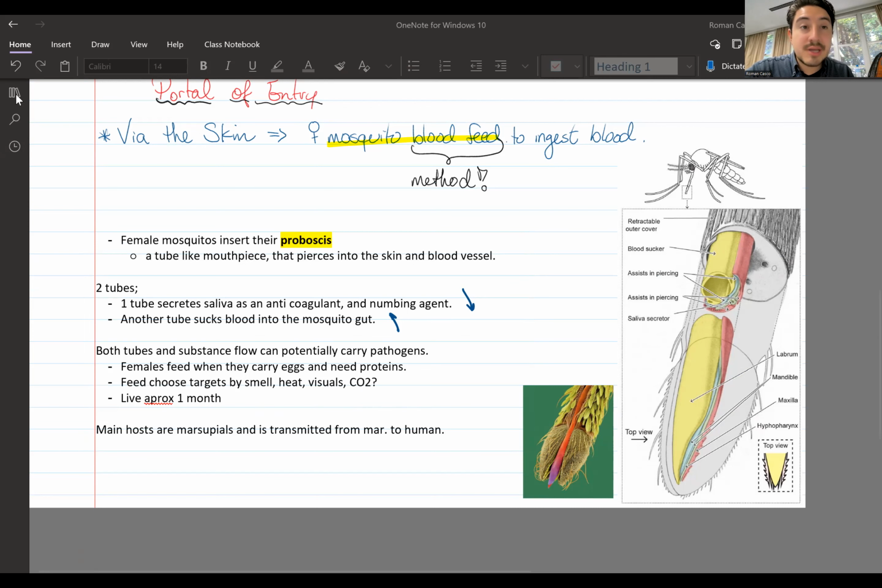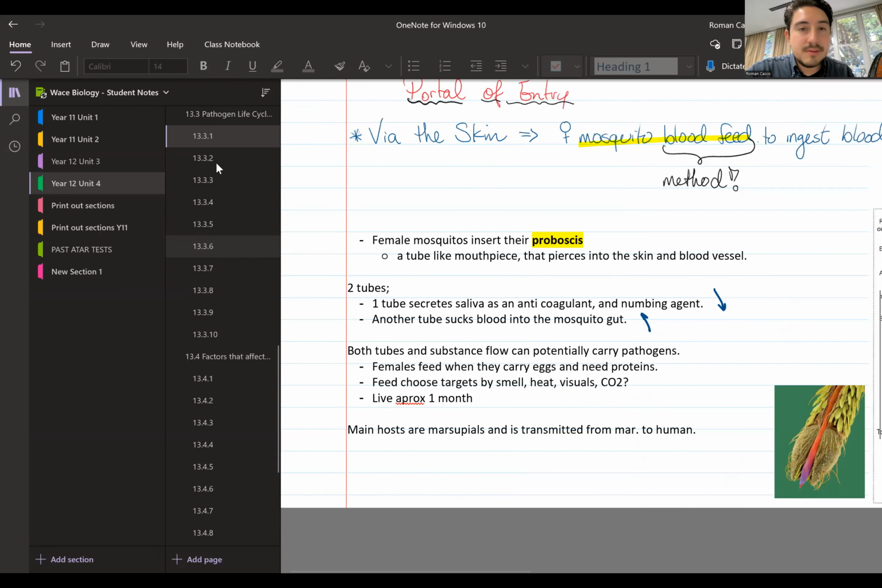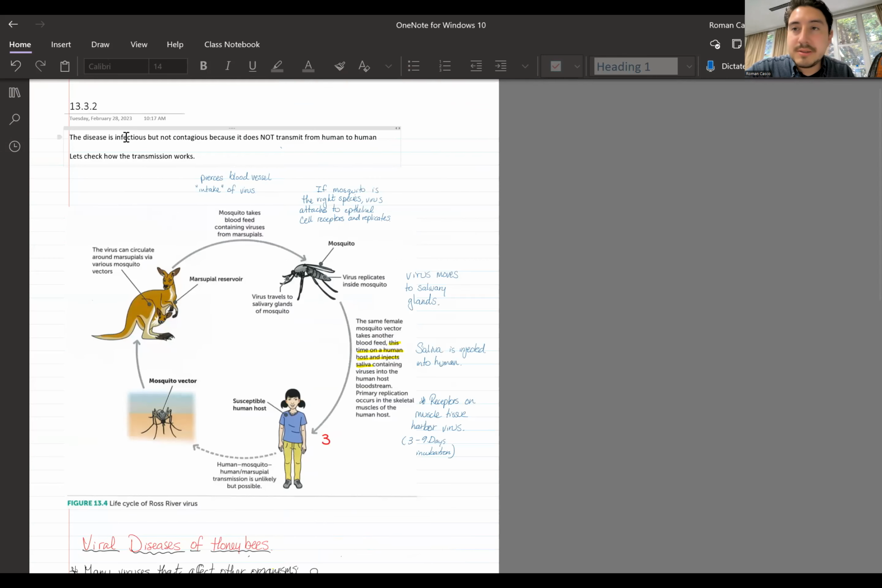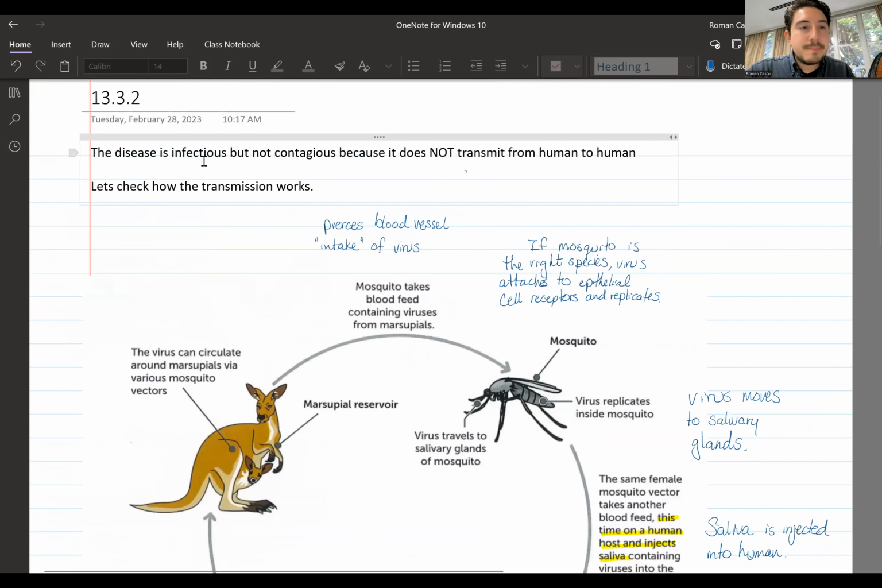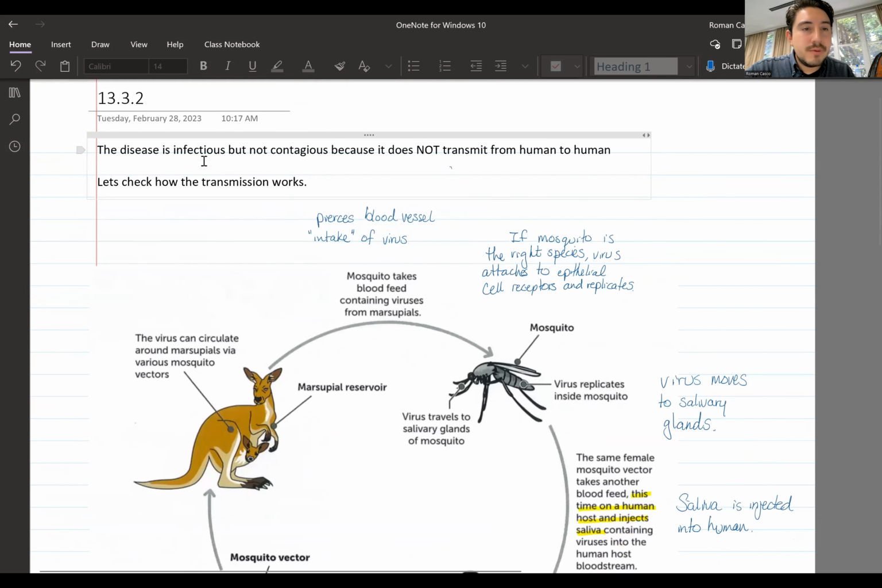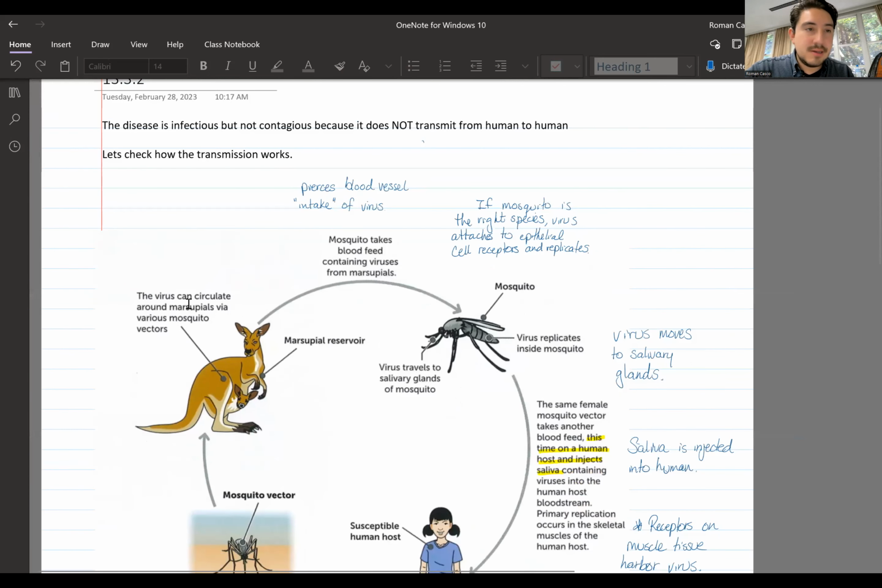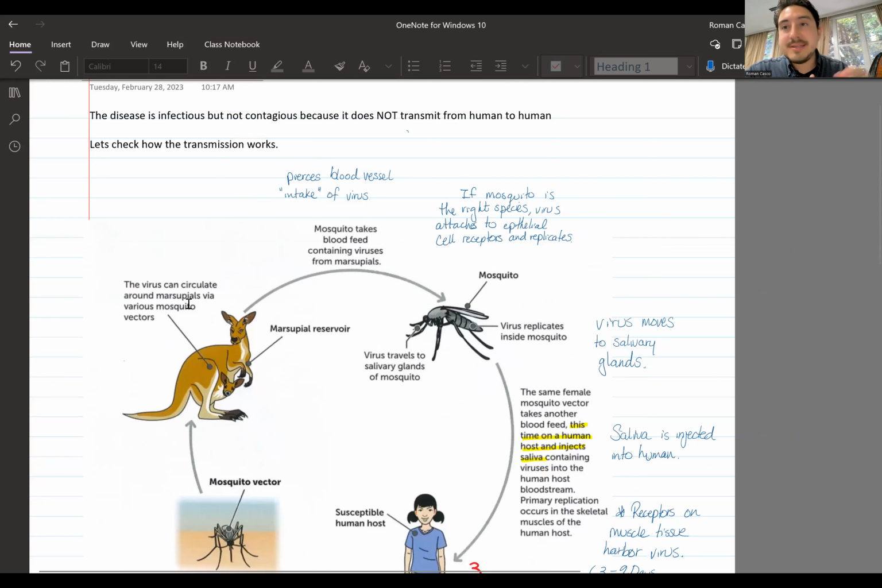Getting into the actual cycle of the mosquito and the disease, right? I want to come in here. I'll put this here. Okay, so one thing to note: this disease is infectious but not contagious, right?